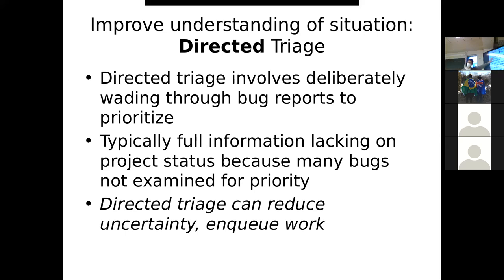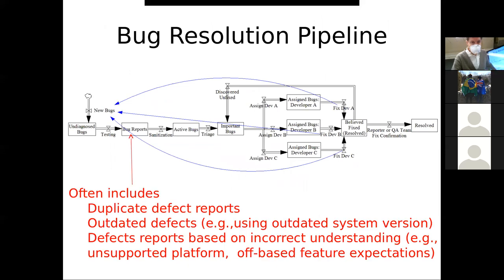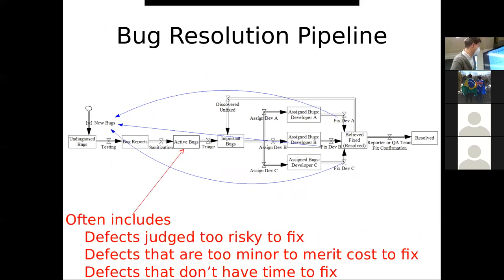Directed triage is the process of wading through bug reports to prioritize them, to sanitize them and figure out which are worth fixing. And often it involves things at this stage, or sometimes at the next stage of active bugs, where we wade through them and decide, oh, this one's too risky to fix, because if we try to fix it, we won't have time to really test it thoroughly. Or it's tricky to fix. We're not quite sure how to do it. It would be better to do a workaround.